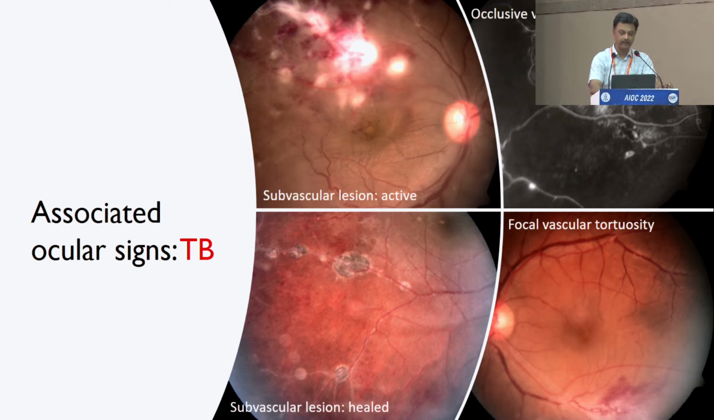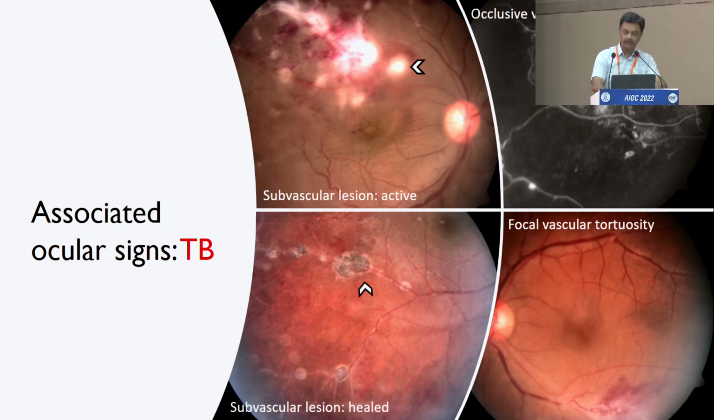Now here are the lesions that you would want to look for in cases of tubercular retinal vasculitis. This one, which I have pointed out here, is an active retinitis lesion, and the other one pointed out here is an inactive chorioretinitis lesion. By the time the scar is formed, probably the choroid is also involved.